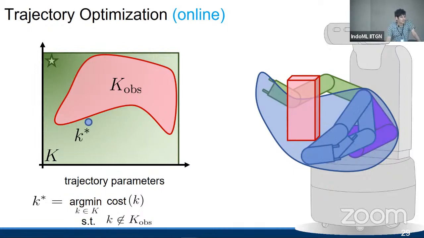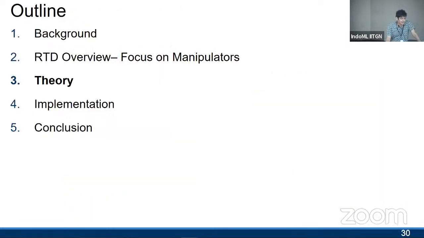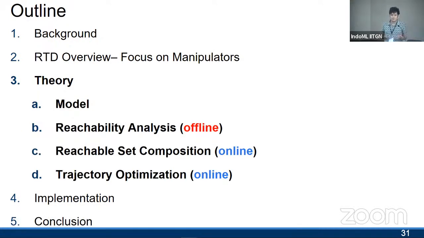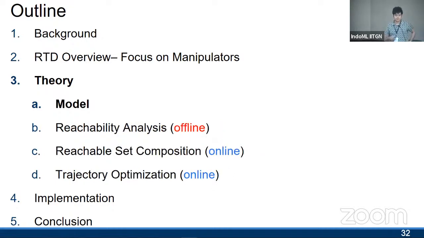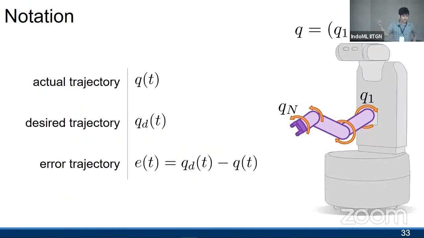Let's walk through each of the details here. What I'll do is talk about it in theory, and then I'll talk about the specific implementation of how it works, okay? The theory is going to be made up of 4 pieces: the model, the reachable set composition, and then the trajectory optimization. Each of these pieces will be discussed in some detail, both in the theory and in the implementation. So, model. Now I need some math, okay?